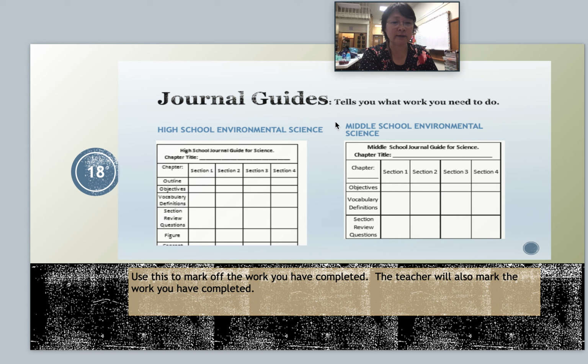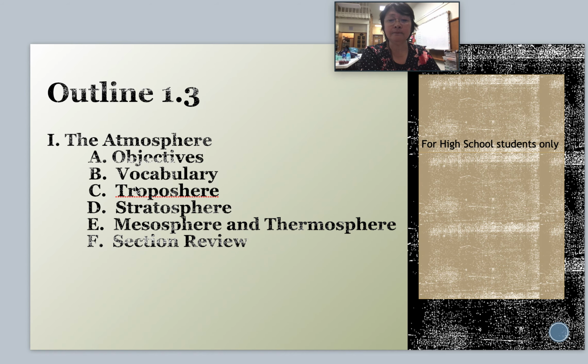for high school environmental science students. Now, middle school students, for your journal guide for section 3, you will complete the objectives, write the objectives down, write your vocabulary definitions, and do the section review questions. Okay, so let's begin.